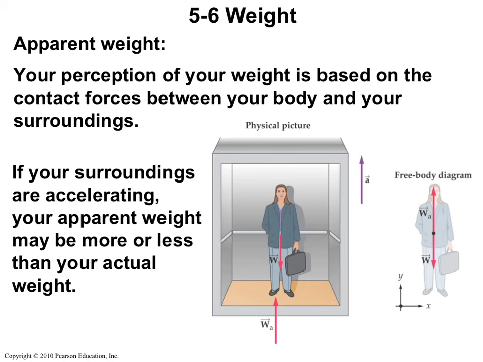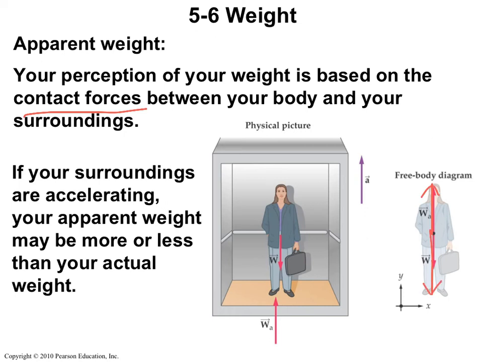Now, one concept that is really important in physics is apparent weight. Because we have contact forces, our weight might not actually be what it seems in different situations. The perception of my weight is based on the contact forces between your body and your surroundings. So if we're just standing on Earth, our weight is just W equals mg. However, if my surroundings are accelerating, my apparent weight is going to be more or less. In this case, this person is accelerating up and their weight is going down.